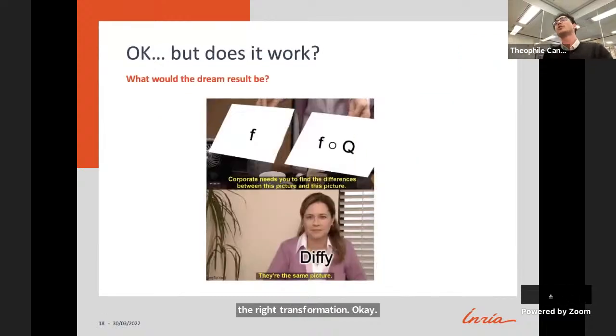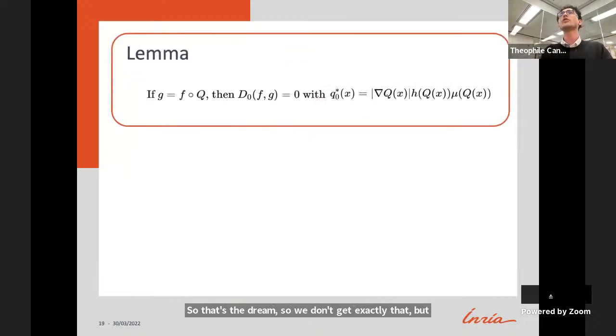Okay, so I showed you 3 examples. You could accuse me of cherry picking. You would probably be right. So the dream result would be that if I ask you the difference between F and F composed with Q, they're the same picture. So that's the dream. So we don't get exactly that, but we prove some results in that direction. So let's look at a preliminary result.